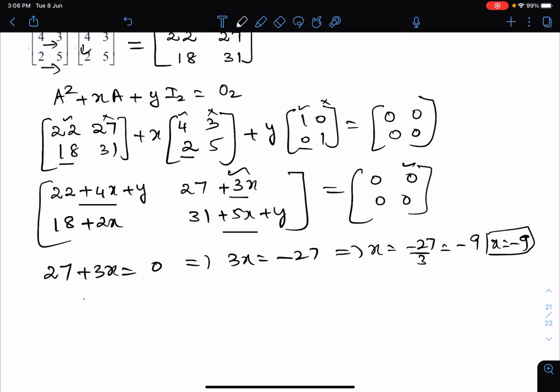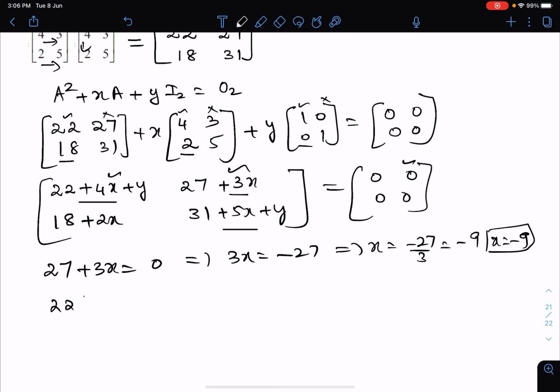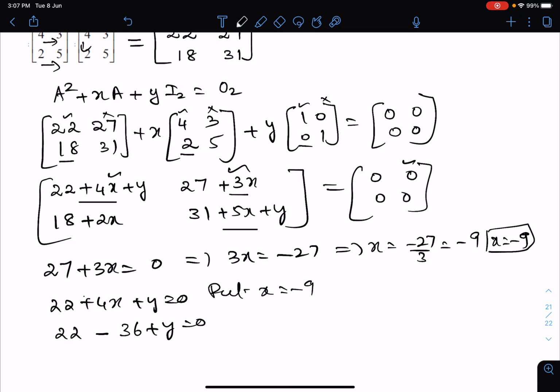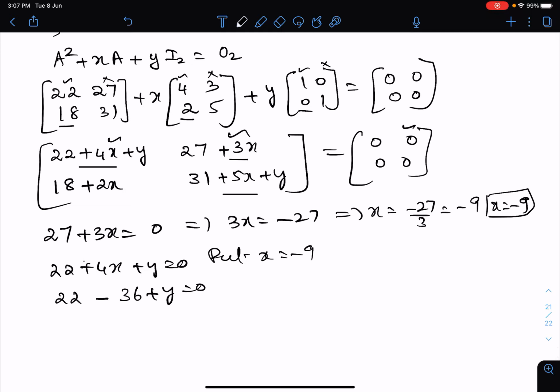Now you can substitute this in our first term, 22 plus 4x plus y equal to 0. Put x is equal to minus 9 here. So 22 minus 4 9s are 36 plus y equal to 0. When you subtract 22 and 36, you get it as 14, isn't it? So minus 14, when it comes to the other side, you will get the value for y as plus 14. Okay, so this implies minus 14 plus y equal to 0. Again y equal to 14 is our answer.